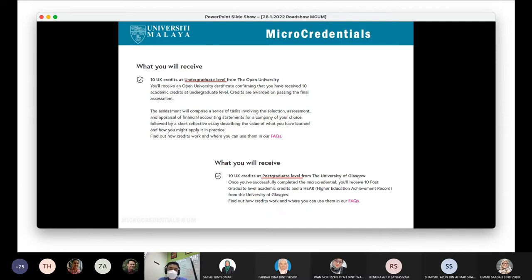So for example, you develop a course on sustainability or on the topic of waste disposal, which is part of your program. The microcredentials that the learners gain will be useful and can be converted in University Malaya, but at the same time, they can be converted at other universities. So the potential is quite big. Next.